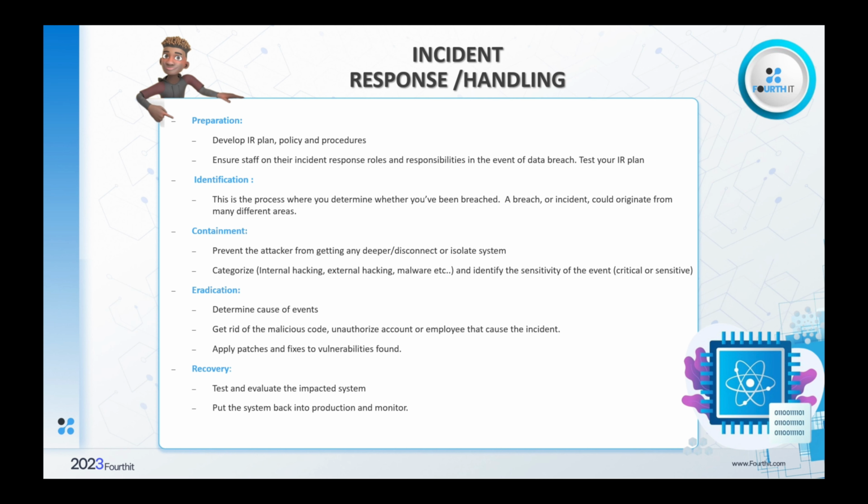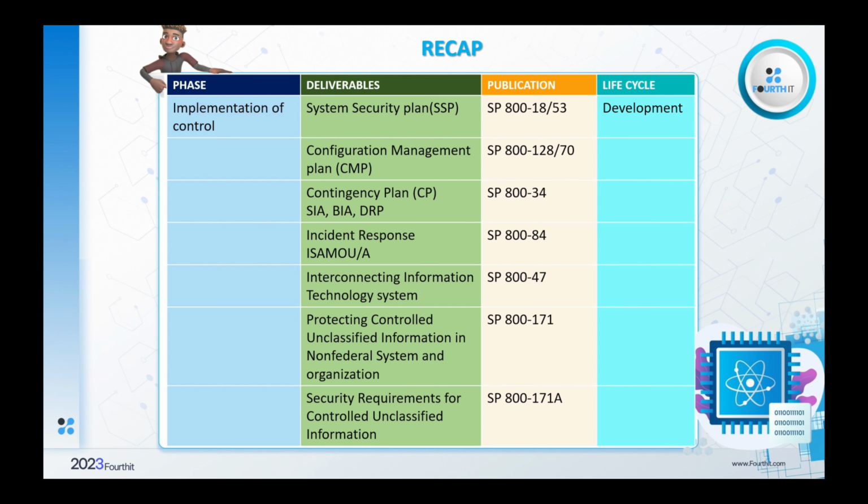And that is all we have under implementation. I know it's a lot that we are dealing with, but that's a lot. We've talked about our SSP using our NIST 800-18. We have talked about our configuration management plan, our contingency plan, our incident response plan. We have talked about our system interconnection. And that is all we need to talk about under implementation. We'll take the SP 800-171 when we get into the CMMC.